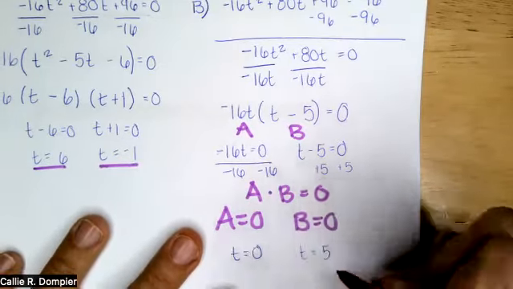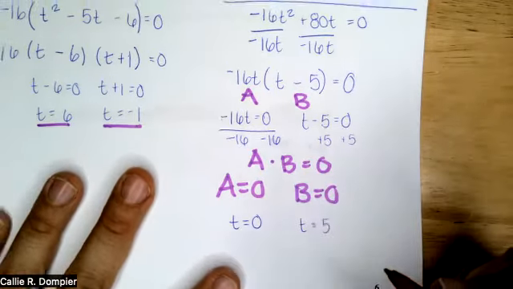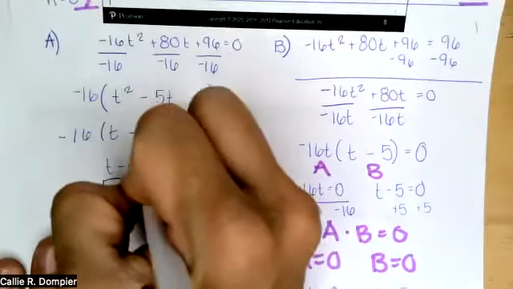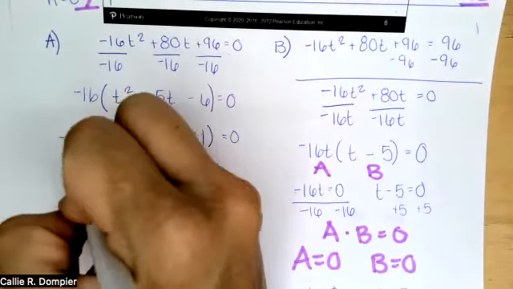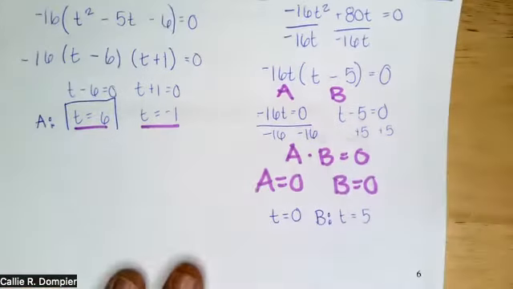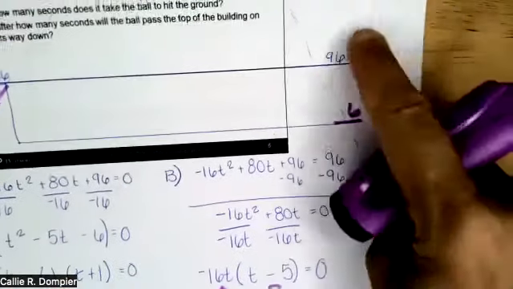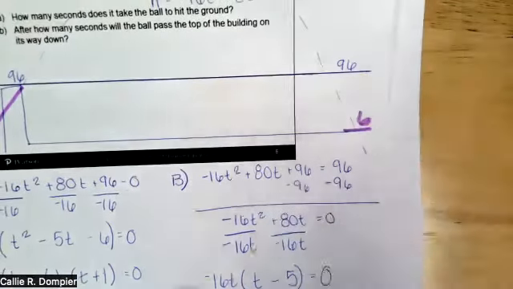t is 5. How many seconds will the ball take to pass the top of the building on its way down? 5 seconds. So it takes 6 seconds to hit the ground. It takes 5 seconds to almost hit the ground, the equivalent of where I started.